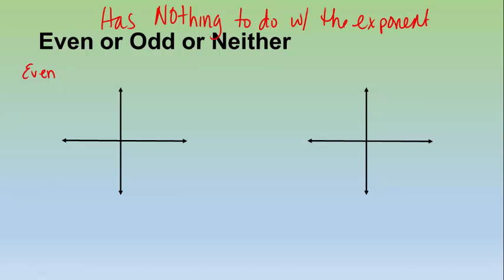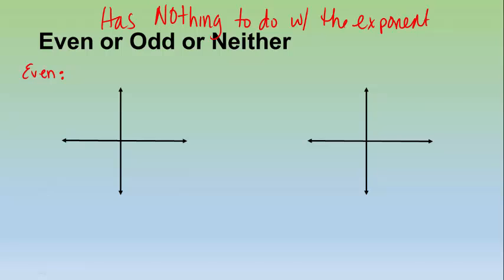Okay, it also has nothing to do with whether or not there was a 2 or a 4 or a 6 or a 7. It has nothing to do with what we consider even and odd numbers. What it has to do with is the shape and the symmetry in our graph.